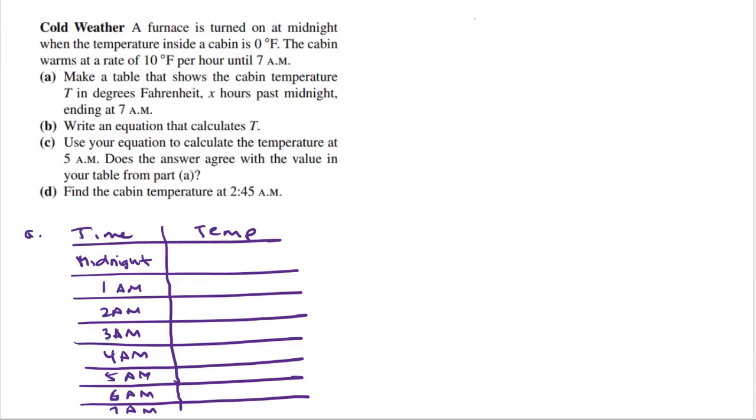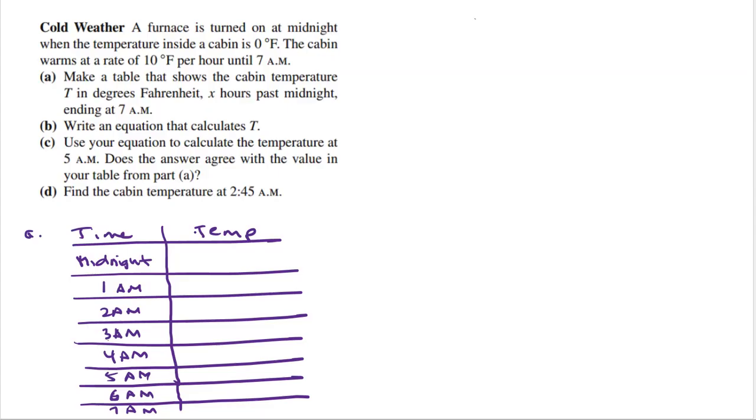Okay, so let's look at this problem. It says a furnace is turned on at midnight when the temperature inside the cabin is 0 degrees Fahrenheit. The cabin warms at a rate of 10 degrees Fahrenheit per hour until 7 a.m. Make a table that shows the cabin temperature T in degrees Fahrenheit, x hours past midnight, ending at 7 a.m., right? So here's our table. We have on the first column the time, and then the second column is your temperature.